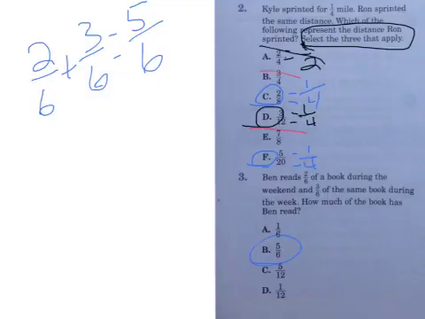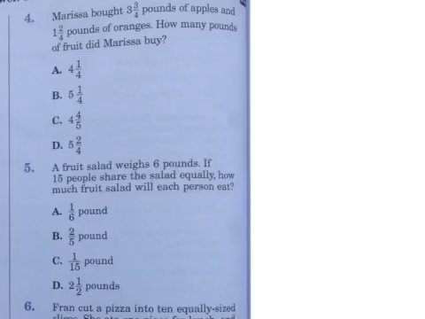Okay, so let's go to number 4. Alright, number 4 reads, Marcy bought 3 3/4 pounds of apples and 1 2/4 pounds of oranges. How many pounds of fruit did Marcy buy? So first off, what are we going to do? First, let's take our fractions and work them out to get them to proper fractions. So right now, let's write out our problem to start off with.